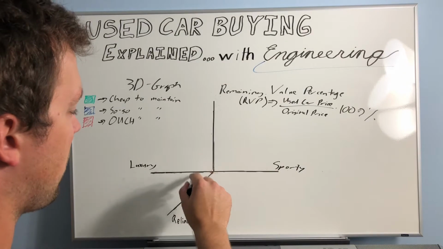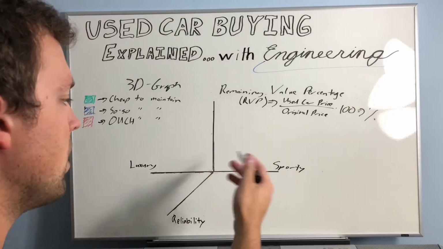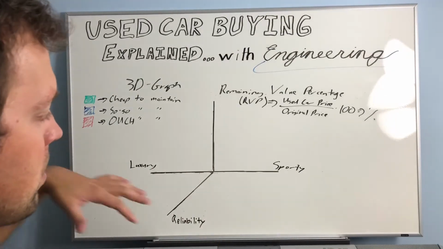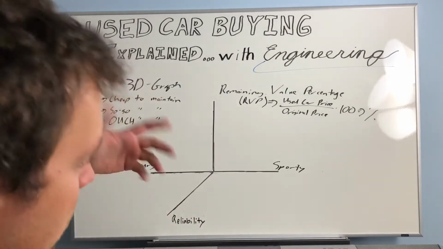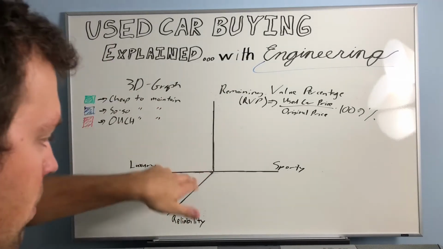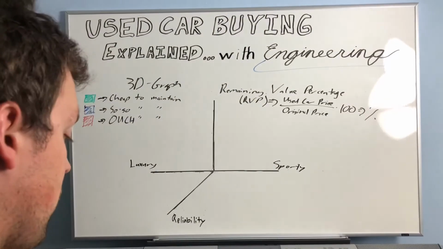Also, this area in here would kind of be practical. This would be your SUVs, neither sporty nor luxurious. Or they can be luxurious, but they're your practical cars, your family cars, like minivans, what have you. Let's do a quick example and I'll show you what I'm talking about.